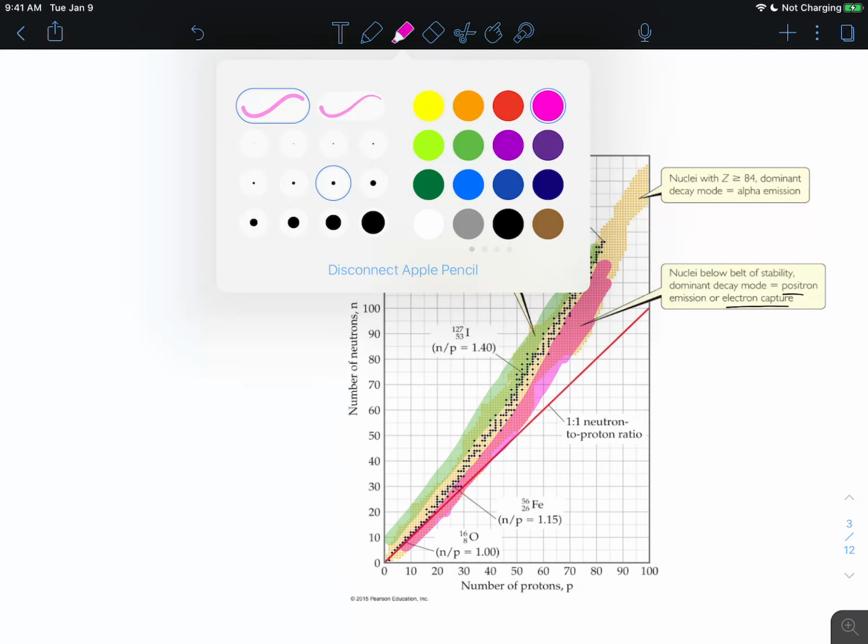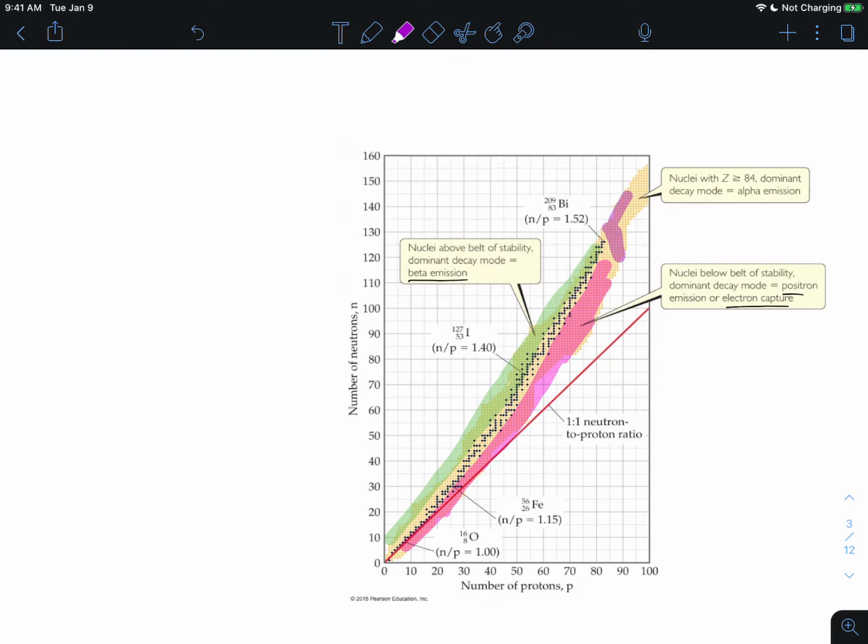And then if we have something that is just too large, up here, this is our Z number of 84 and greater. It's too large, so it's going to go ahead and decay by alpha emission. And that'll allow it to lose 4 mass units in just one decay.